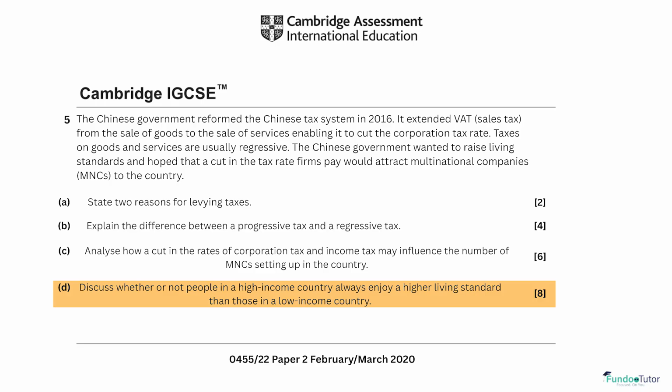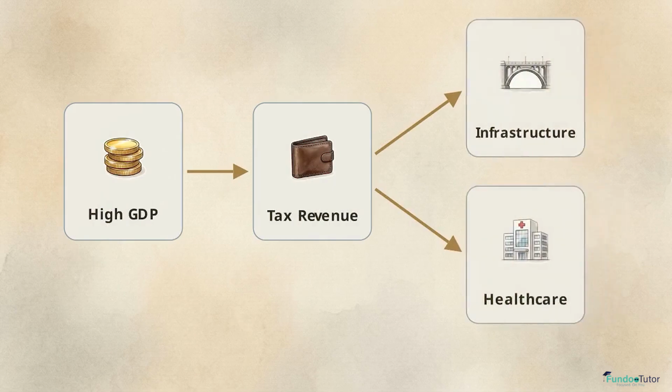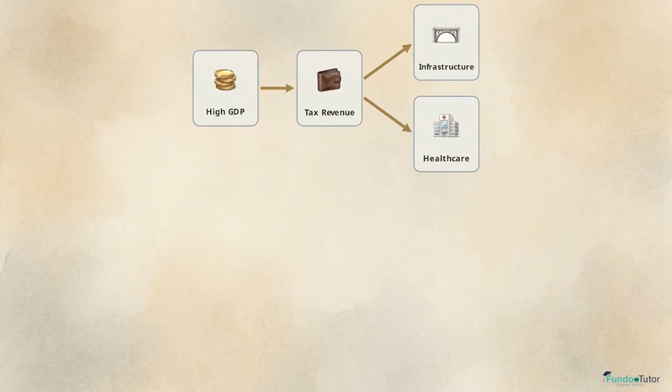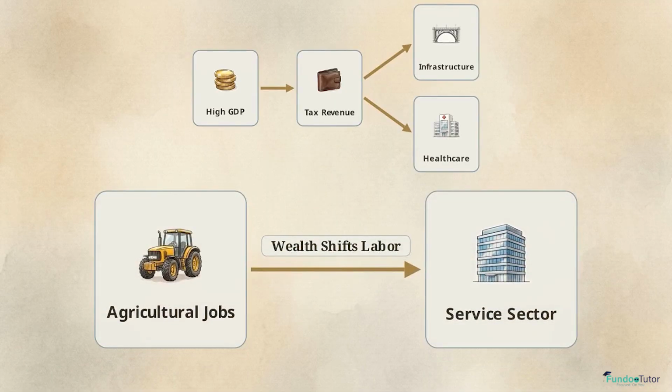We cap this off with an 8-mark essay question from March 2020. You must discuss whether people in high-income countries always enjoy a higher standard of living. You start by outlining why they might. High GDP creates massive tax revenue. Governments use this to build superior infrastructure and advanced healthcare systems. Furthermore, wealth shifts the labor force away from physically demanding agricultural jobs towards safer service sector roles.